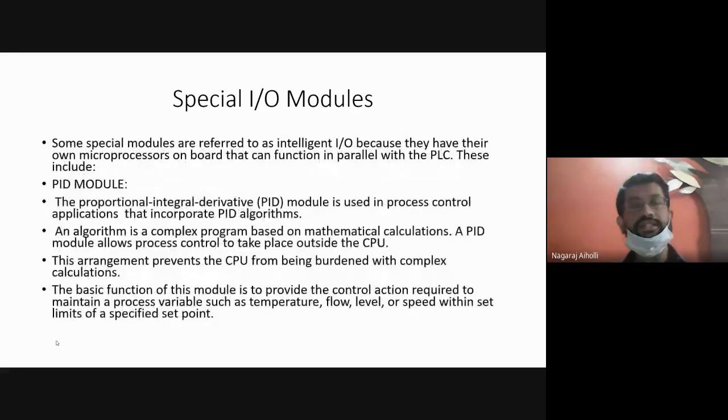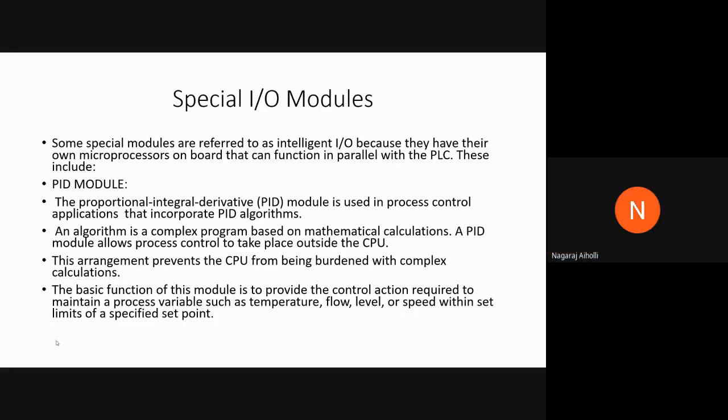Next are certain special IO modules which are called intelligent IO modules. They are called intelligent IO modules because they have their own microprocessor along with the PLC. They operate in parallel. They have their own processor, which is meant for obtaining the information of the sensed signal.